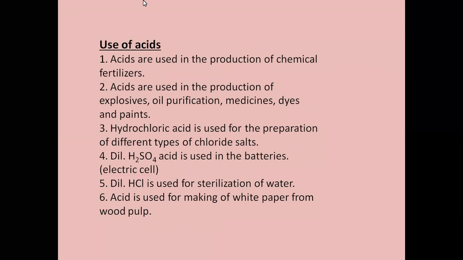So did you all repeat? Yes or no? No problem. Chalo, let's repeat together. Everyone, what are the uses of acids? Acids are used in the production of chemical fertilizers. Acids are also used in the production of explosives, oil purification, medicines, dyes, and paints. Hydrochloric acid is used in the preparation of different types of chloride salts. Dilute sulfuric acid, which is dilute H2SO4, is used in batteries, that is electric cell. Dilute HCl, which is hydrochloric acid, is used for sterilization of water. Acid is used for making white paper from wood pulp.